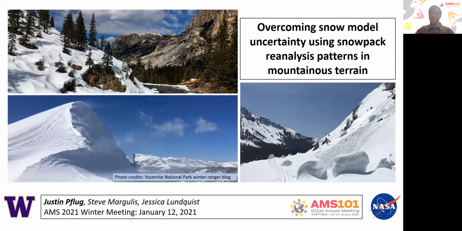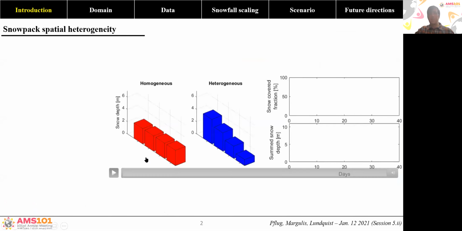I'm a graduate student at the University of Washington, and today I'm going to be talking about some work we've been doing, taking a look at how to squeeze more accuracy out of our snow simulations using information about how snowpack is historically distributed in complex terrain. So to start with an example, we know that the heterogeneity of snowpack is very important.